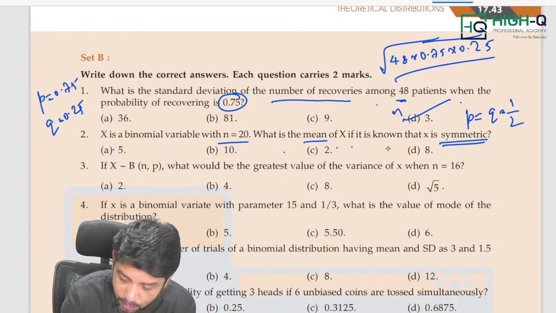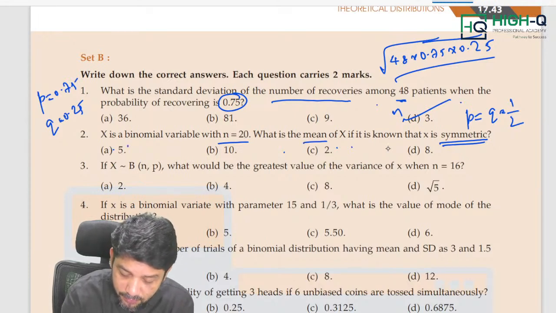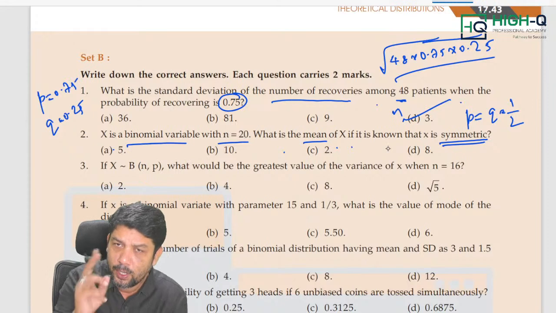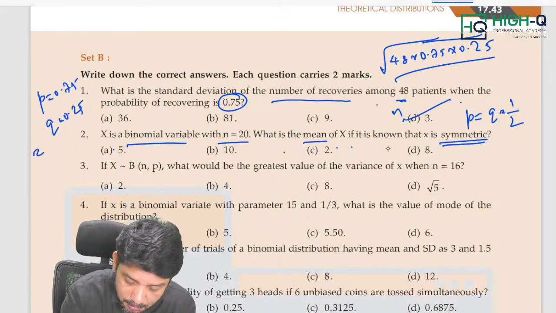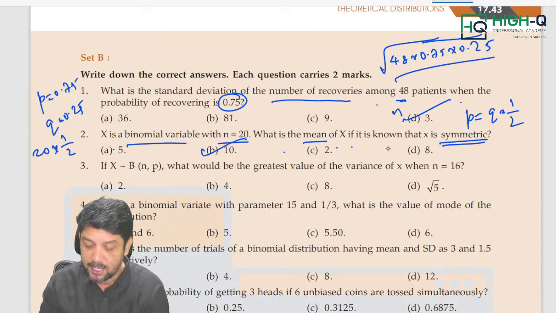They ask you to find out the mean of X. It is given as a binomial variable. The mean of a binomial variable is n into p. n is nothing but 20. 20 into 1 by 2. Is it not 10, my dear? The answer is 10, my dear.